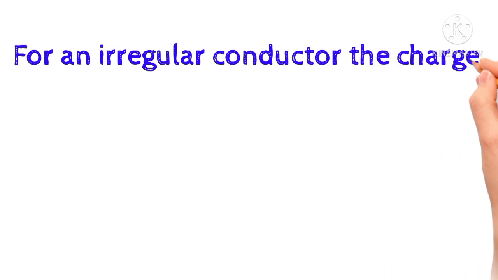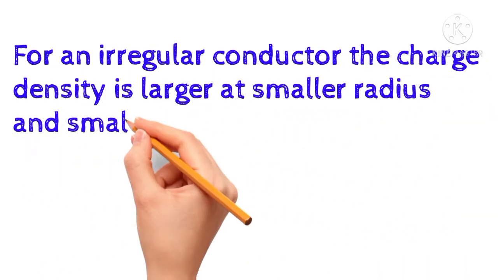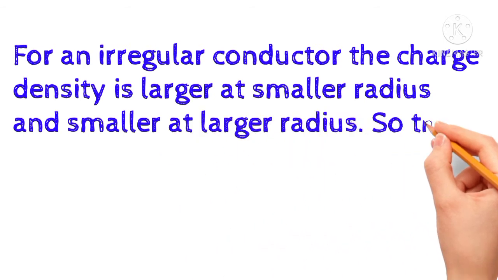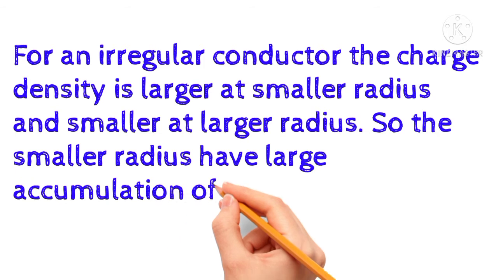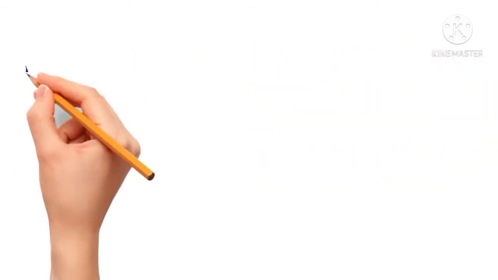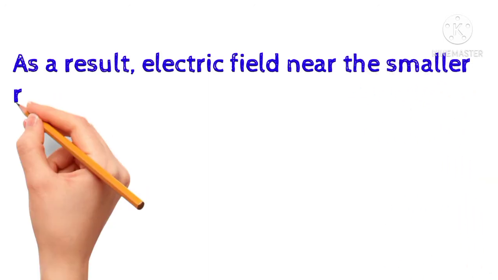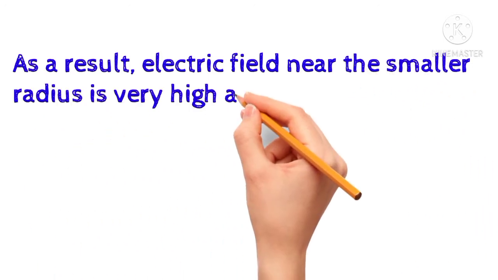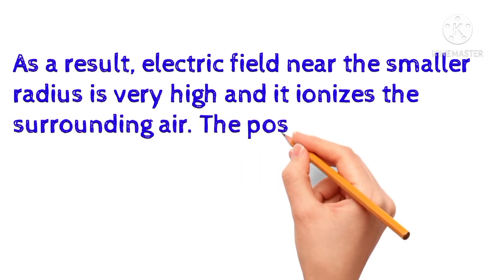For an irregular conductor, the charge density is larger at smaller radius and smaller at larger radius. So the smaller radius has a large accumulation of charges. As a result, the electric field near the smaller radius is very high and it ionizes the surrounding air.